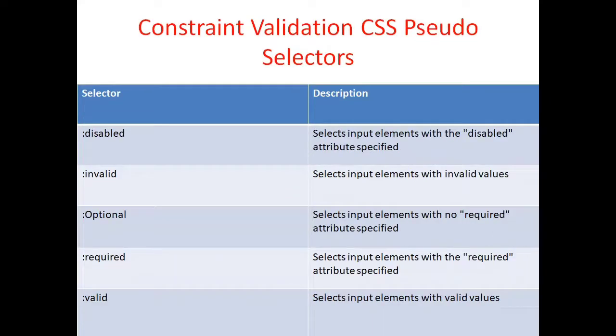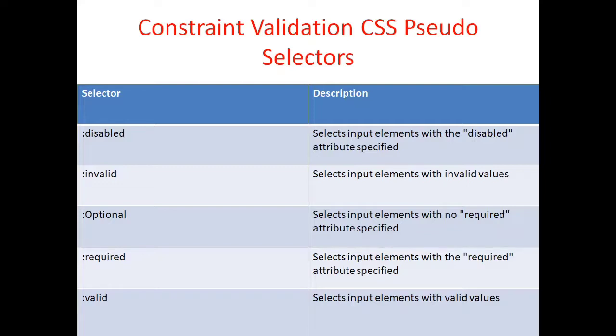Constraint validation CSS pseudo selectors. First is disabled, which selects elements with the disabled attribute specified. Invalid selects input elements with invalid values. Optional selects input elements with no required attribute specified. Required selects input elements with the required attribute specified, and valid selects input elements with valid values.